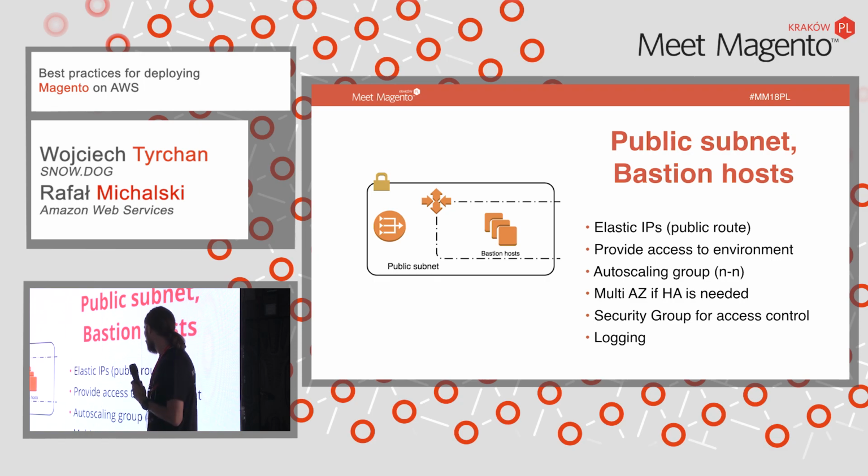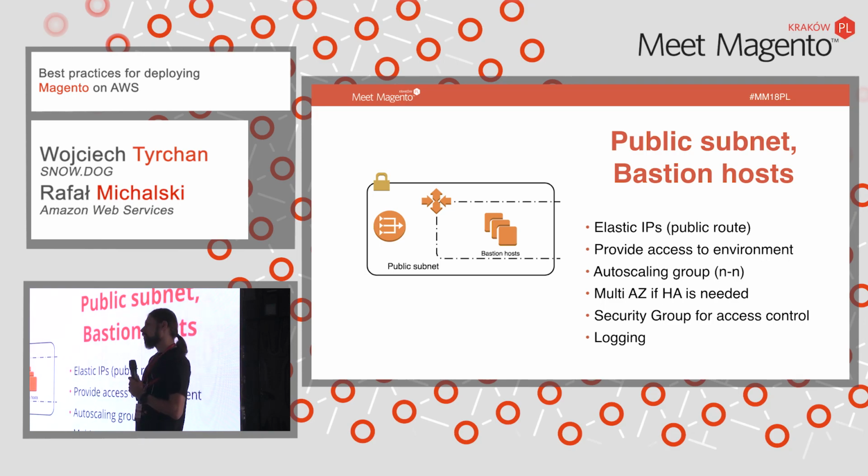Security groups. We use them for access control. It's attached to the bastion host group, just allowing SSH access, typically port 22, from your known IP ranges, let's say the office. Also, the logging. The logging is important on bastion hosts, which actually are hardened Linux instances.